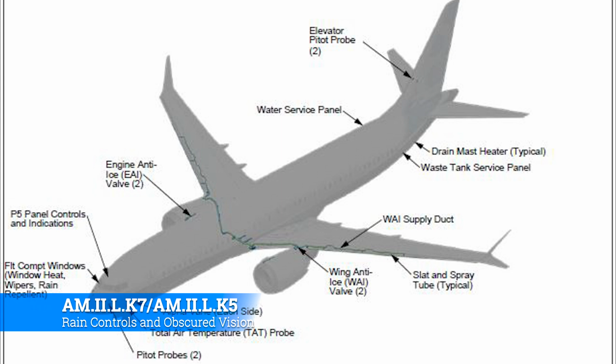You have your water service panel, drain mast heater, and waste tank service panel. All of that is part of it. It basically makes sure that the aircraft doesn't have any iced up water on board. That drain mast heater, especially, I'll tell you, gets extremely hot. I've seen guys get burned messing around with them. And then you have the elevator pitot probe in the back. That will also have an anti-ice system attached to it that's thermoelectric.